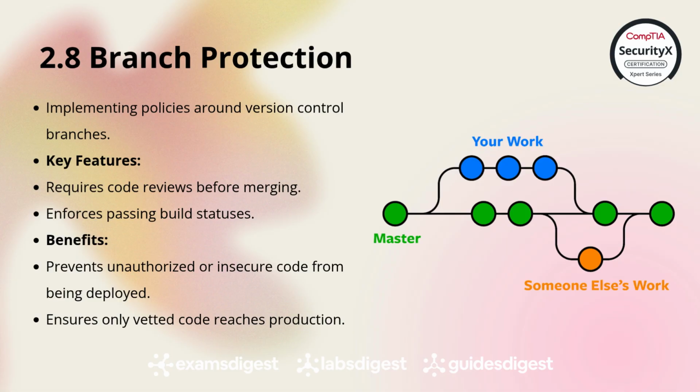Branch protection involves implementing policies and controls around the use of version control branches to prevent unauthorized or insecure code changes from being merged into critical branches like main or production. This can include requiring code reviews, enforcing passing build statuses, and restricting who can approve and merge changes.